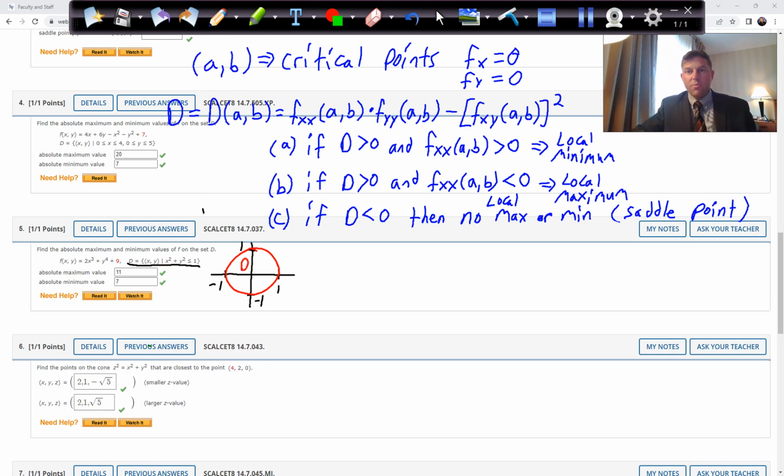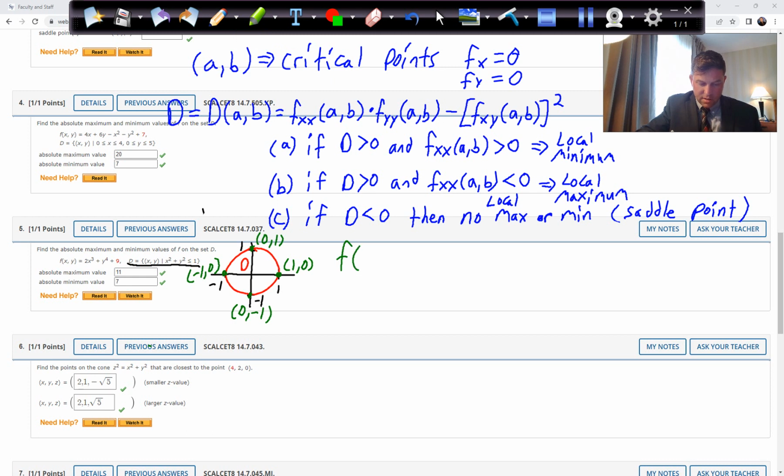Now there's no clear point here to try. So what you should do is just try the 4 clear points that we use. So this would be (1, 0). This one would be (0, 1). This one would be (-1, 0). And this one would be (0, -1). So those are the 4 points you'll pick, but anything inside of that circle could also be a potential min or max. So we have to go through our steps again.